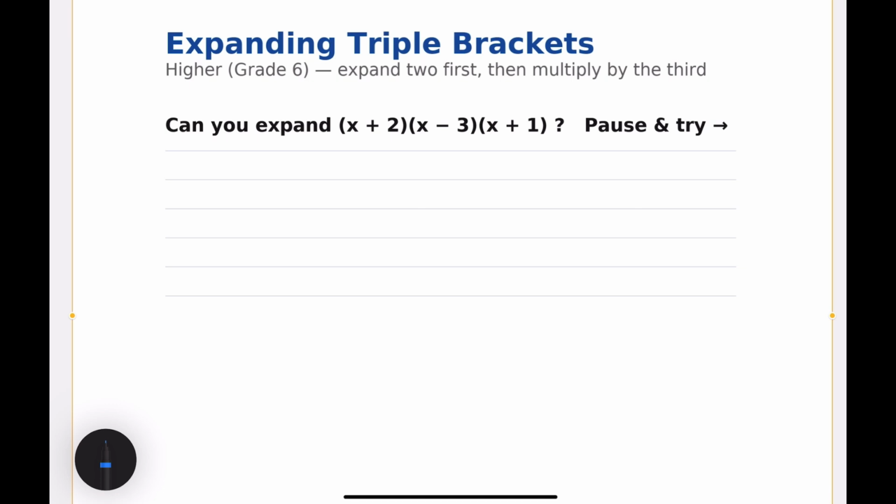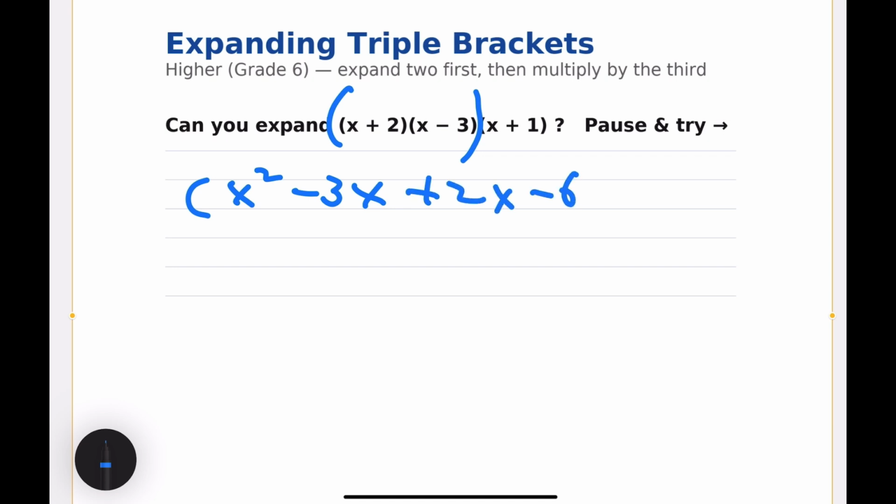So when you're expanding triple brackets, you want to expand the first two brackets first, and then you deal with the third lot of brackets. So first of all, if we do the x plus 2 multiplied by the x minus 3, we are going to do the x multiplied by x, so we get x squared. Then we're going to do the negative 3 multiplied by the x to get negative 3x, the 2 by the x to get 2x, and negative 3 multiplied by 2 to get negative 6.